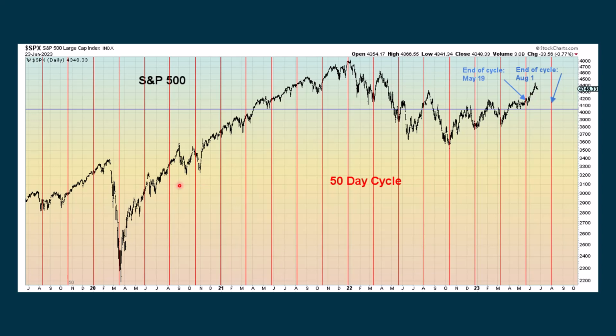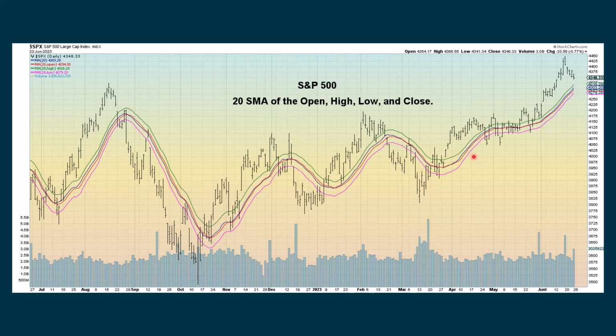Sometimes this has been very helpful over the last year or so. It's marked a bottom. Sometimes it'll mark a top. Other times the market just keeps going and doesn't even seem to mind this. Also, we have a 20-period simple moving average of the open, high, low, close. When we're going up and dropping back, sometimes this will act as support. When we're going down and try to bounce, sometimes this will act as resistance. We're far away right now, so I haven't been including this chart.